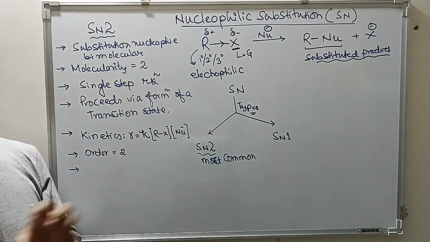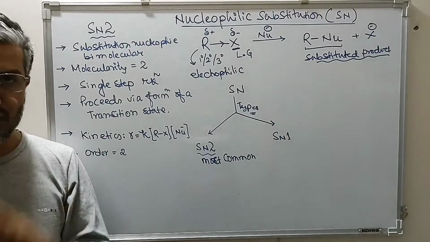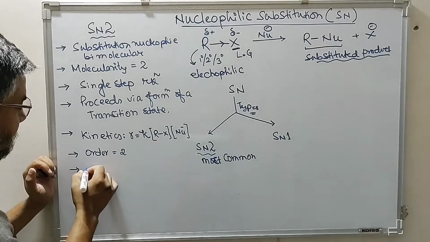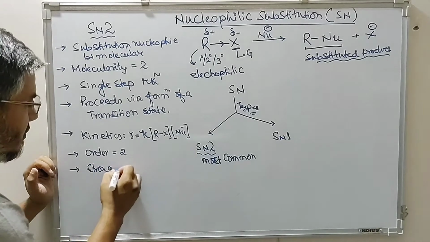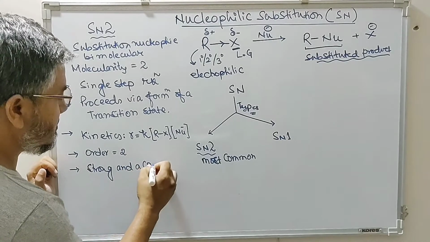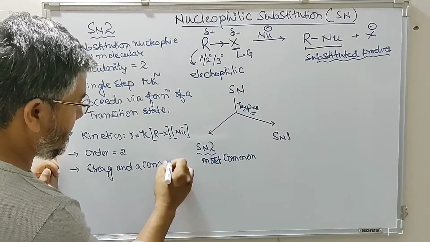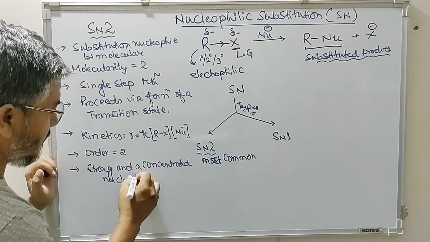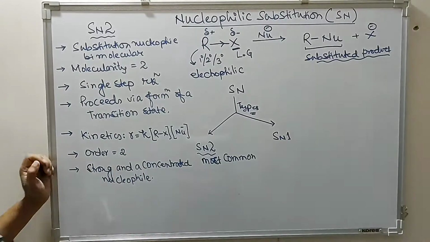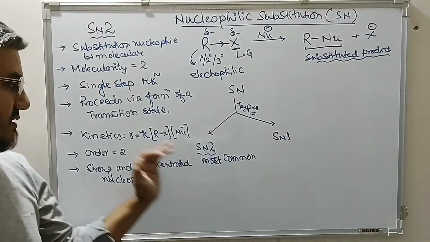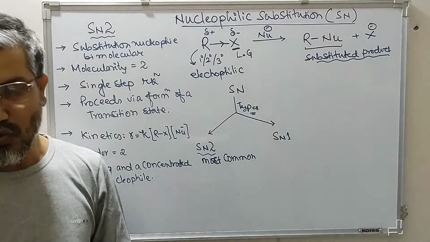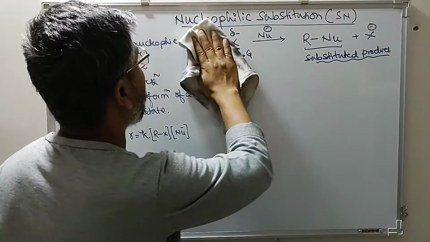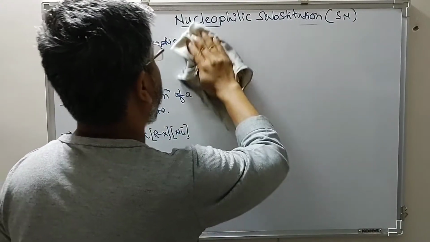This means for an SN2 reaction we require a strong and concentrated nucleophile. So the nucleophile must be strong and concentrated. If the strength of the nucleophile is decreased, the rate of reaction is found to decrease. So all successful SN2 reactions must be carried out using a strong and concentrated nucleophile.